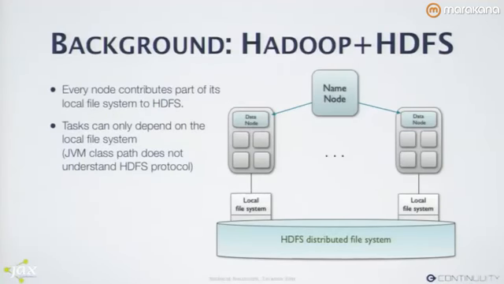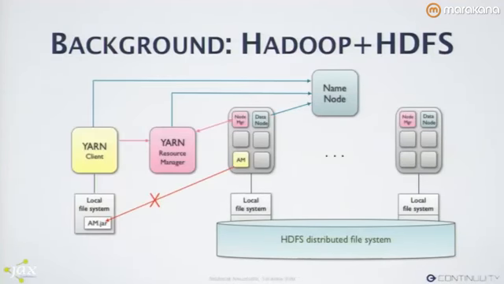So an important implication here is that when I run a Java job, this JVM can only depend on files that are in the local file system. It cannot depend on files that are in HDFS because the JVM doesn't understand HDFS. And so what does that mean for us? We want to start an application master in the cluster, and the client has the jar file with all the classes on its local file system.